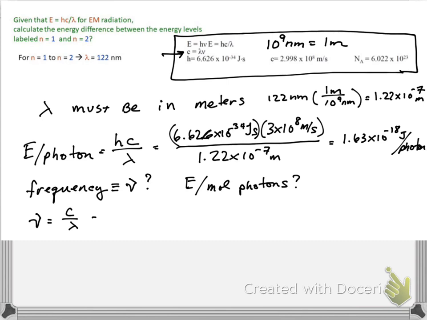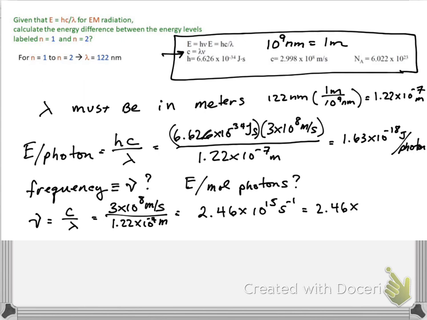Here the frequency is given as c divided by lambda. Keep in mind that frequency is always given as the Greek letter nu, which looks like a fancy v. So 3 times 10 to the 8 meters per second divided by 1.22 times 10 to the minus 7 meters. We put that in, we see the frequency is 2.46 times 10 to the 15 reciprocal seconds, and this unit is 2.46 times 10 to the 15 hertz.